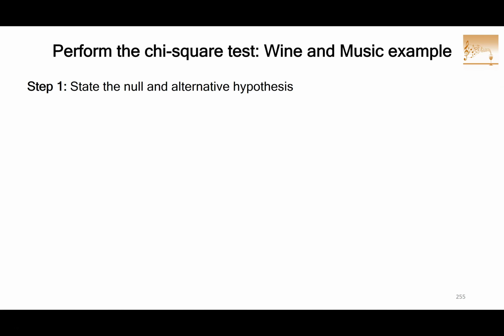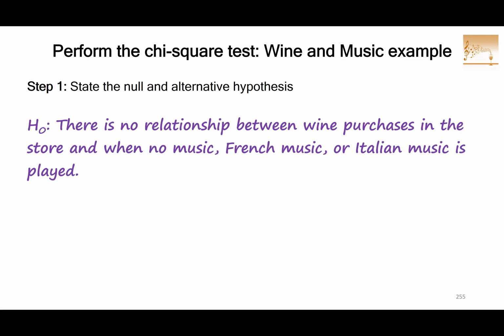So back to our wine and music example. We're going to start off assuming nothing interesting is happening. That's what the null does. The null is dull, it really is. It assumes nothing interesting is happening. So we're going to assume there's no relationship between wine purchases in this store when no music, French music, or Italian music is played. So we assume the types of wine purchased do not have any association with the type of music playing. And it's specific to those 3: French music, Italian music, and no music. Goodness knows there's a lot of other music out there.